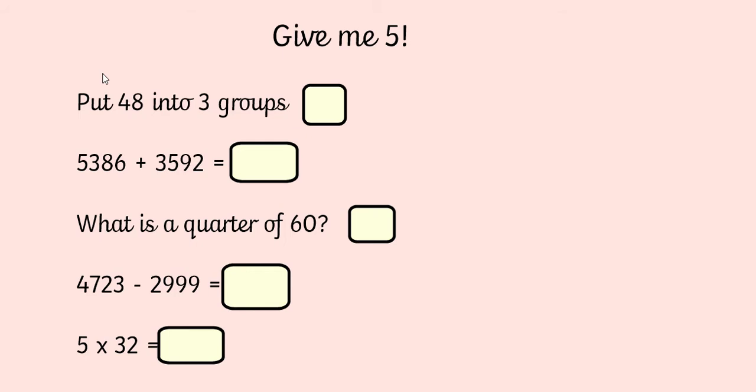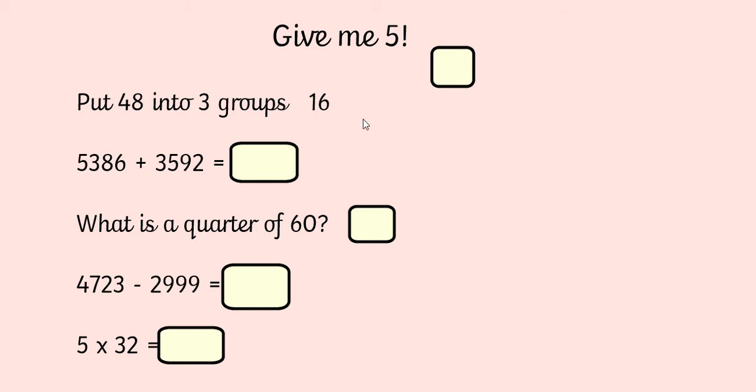Okay, well done. So our first question, put 48 into 3 groups. Hopefully you would have seen the word groups there and know that when we're dealing with groups, we are looking at division. Okay, so we need to do 48 divided by 3, and if you did that, you would have got 16.